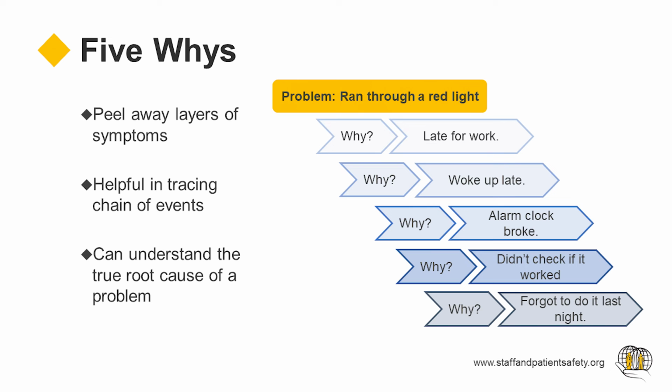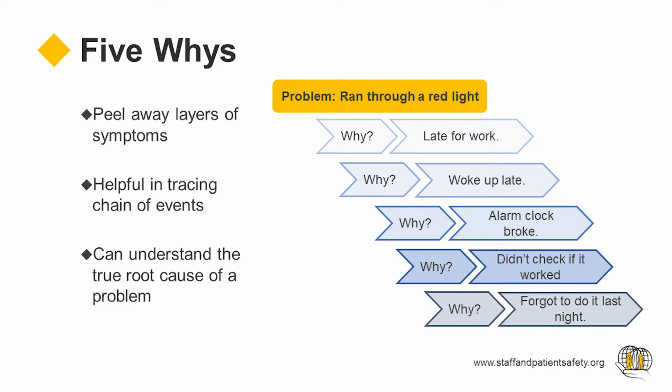As the name suggests, using the 5 whys approach means repeatedly asking the question why, so you can peel away the layers of symptoms to lead to the root cause of the problem. It is helpful in tracing a chain of events, starting with the adverse event and working backwards. Although this technique is called 5 whys, you may find that you need to ask the question fewer or more times than 5 before you find the root cause related to a problem. 5 is used to remind you to dig deeper into the problem and get past the surface explanation.